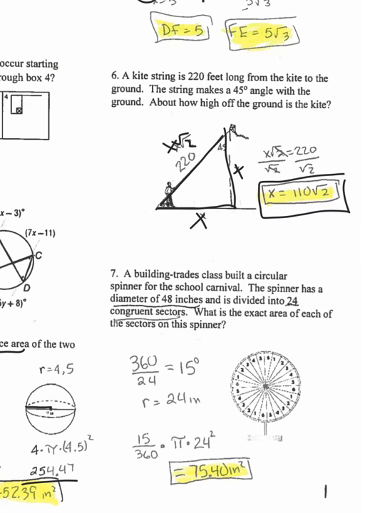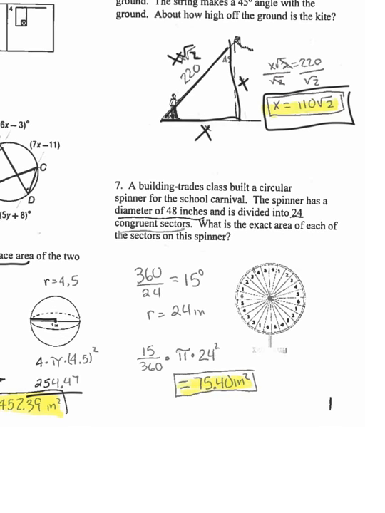Number 7, a building trades class built a circular spinner for a school carnival. It has a 48-inch diameter, 24 congruent sectors. What is the exact area of each sector? So we've had this problem a lot of times here. 360 divided by 24 gives you the arc degree. The diameter is 48, so the radius is 24.